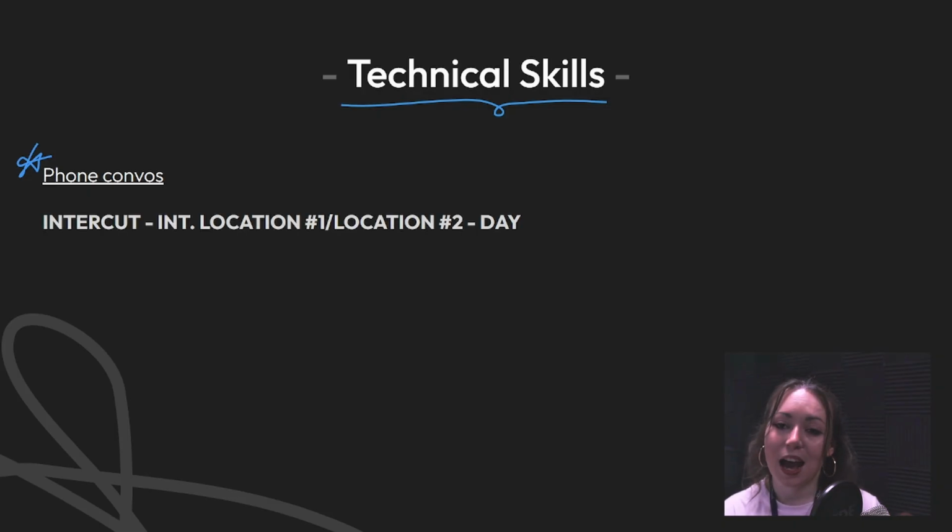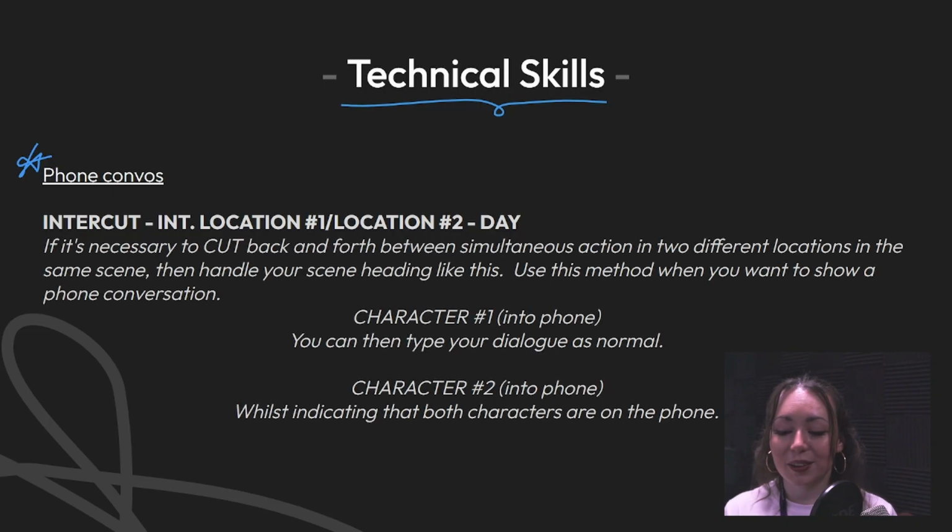Now, another thing you might want to learn how to write is phone conversations. You can write these in one of 2 ways. You can have a character off screen, so we stay with one person on the phone and we just hear the other person's voice, or you can intercut between 2 locations, so you can intercut between both characters on the phone. You don't need to write a new scene heading every single time, because that takes up too much space in your screenplay. So you just write intercut dash interior or exterior location 1 and then slash location 2 and the time of day. So you then establish both locations in your action.